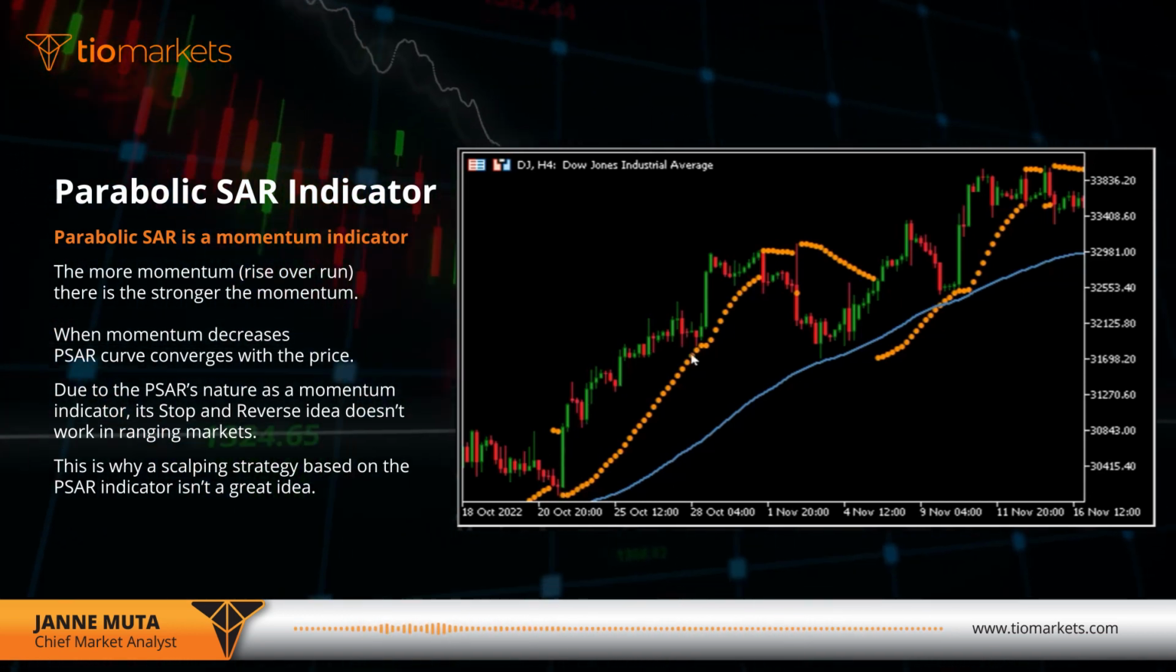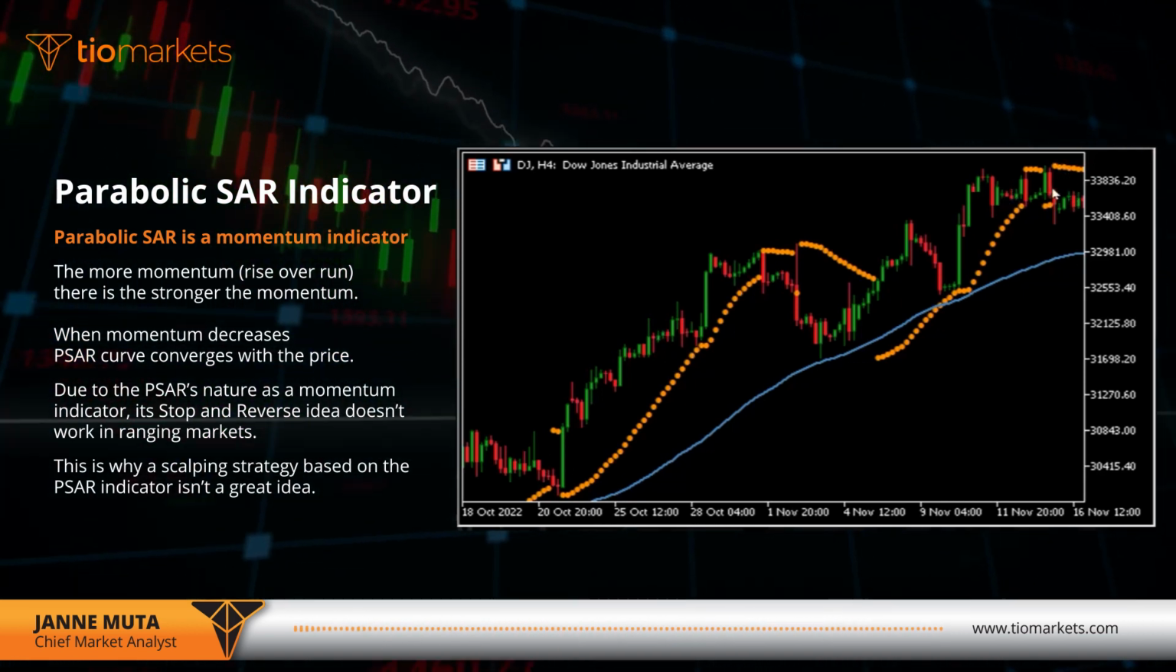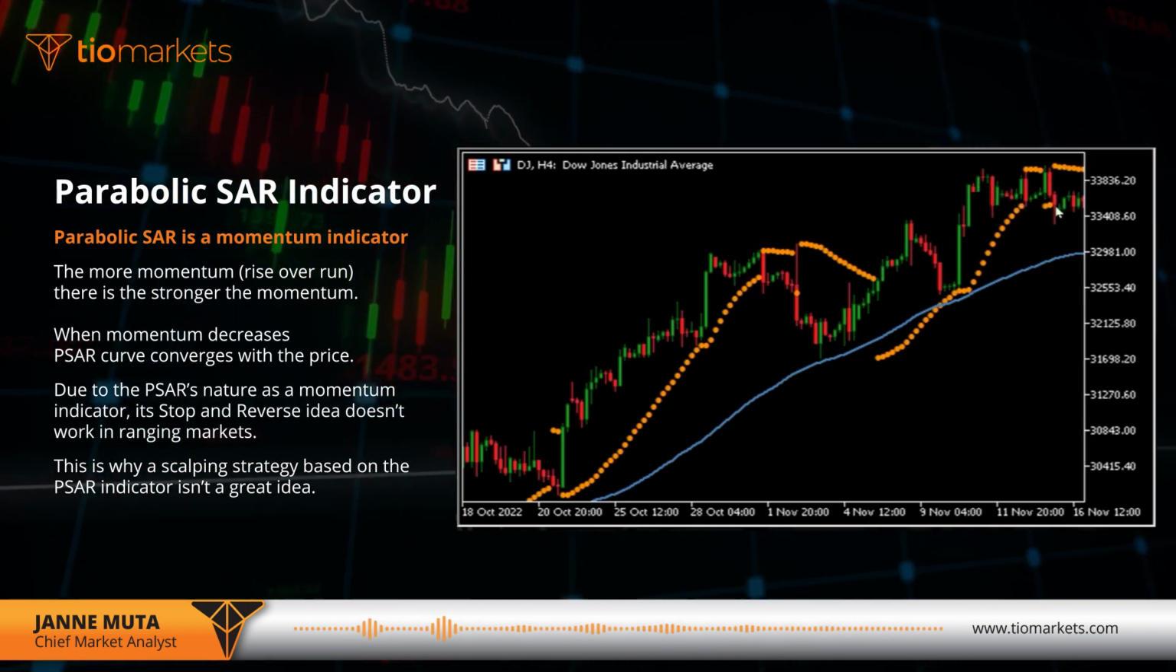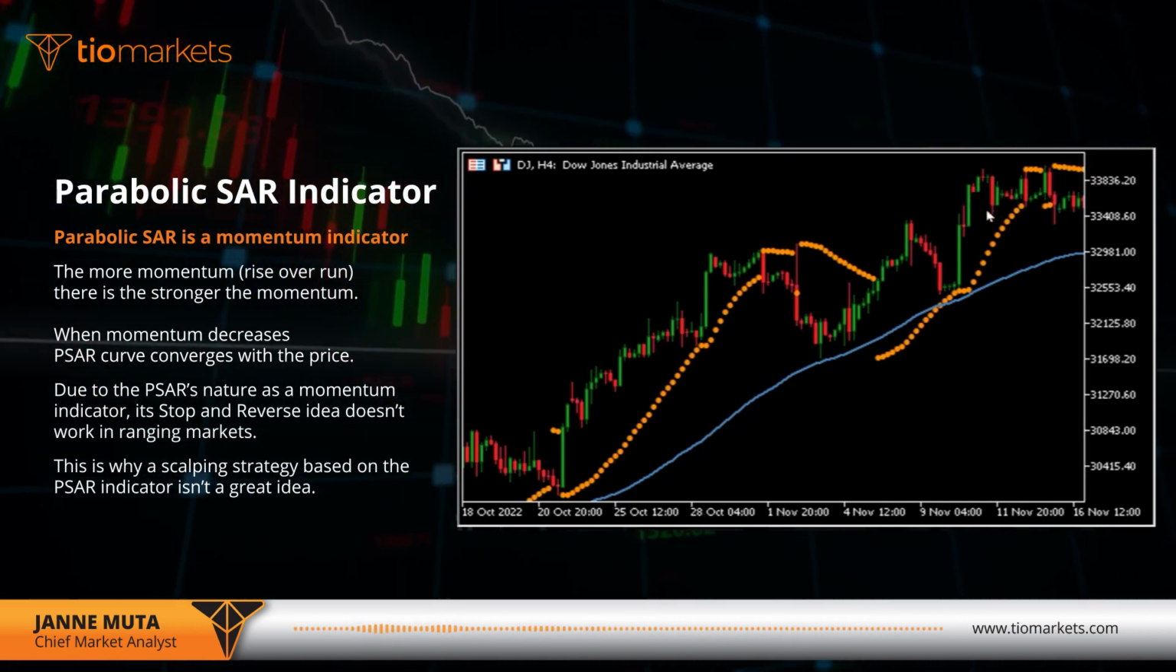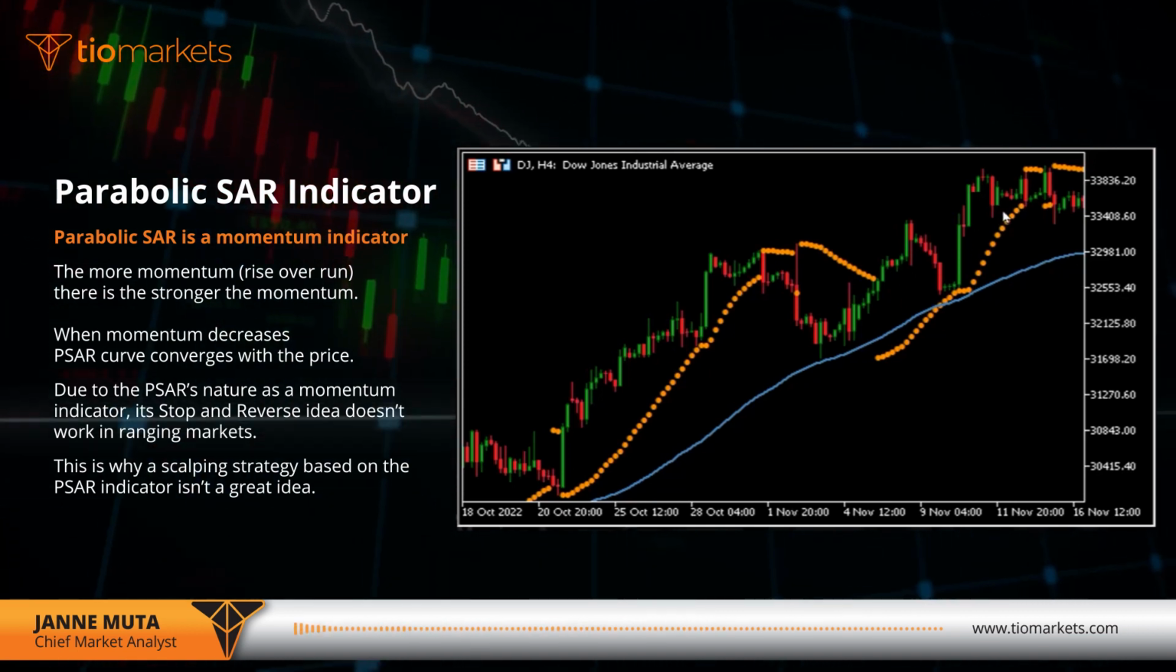you have less momentum. And then there'll be periods when the markets just move around, chop up and down in a range, and that's when you should stay away from trending approaches to the market.